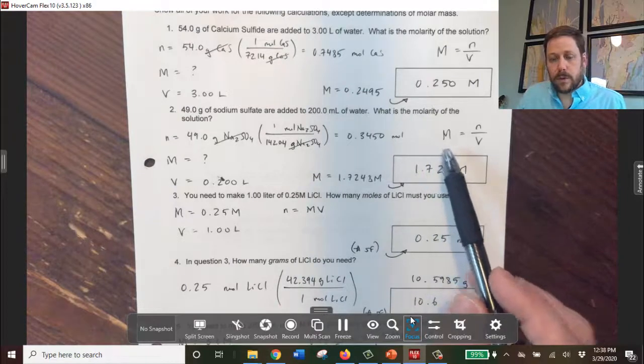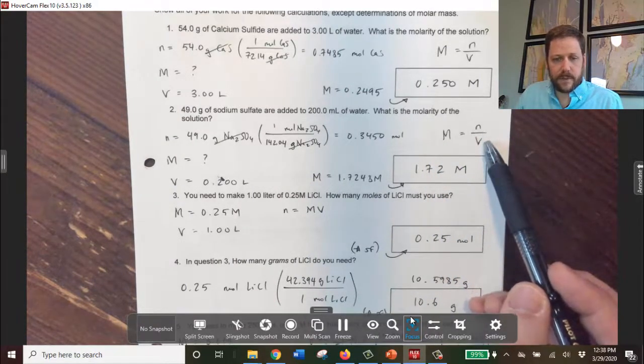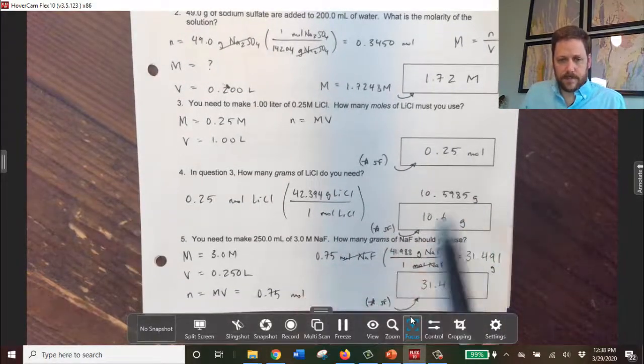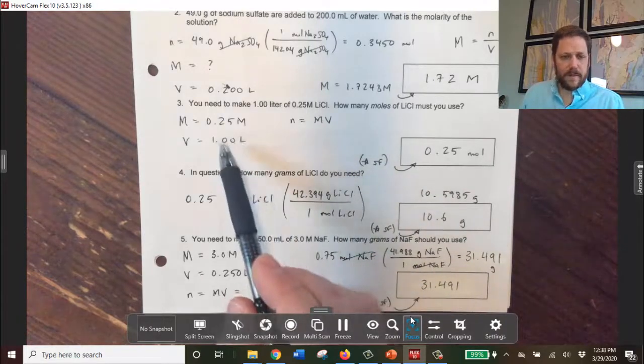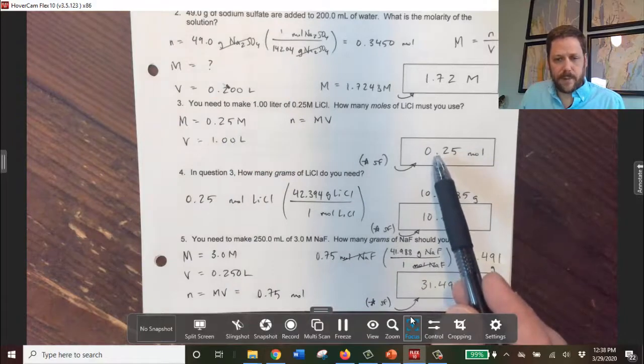Calculating the molarity is simply number of moles divided by volume in liters. The next one, we're solving for number of moles, and the formula n equals MV can be used. The volume's 1 liter, so the number of moles is equal to the molarity, right, numerically.